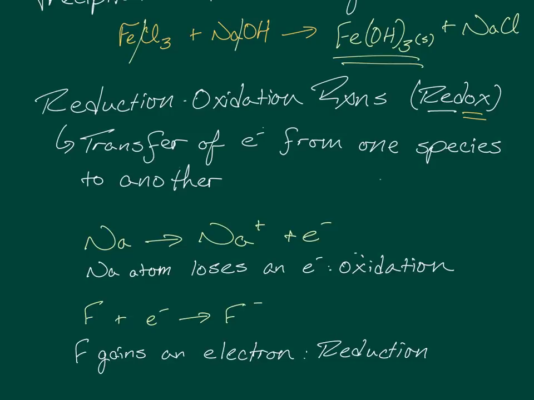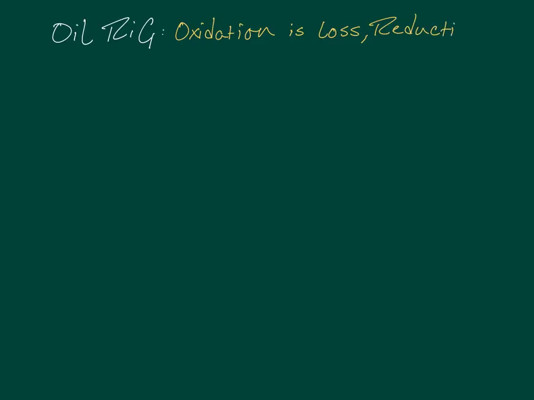Now, one way I remember that is OIL RIG. When you're trying to identify which process is oxidation and which is reduction, it's a nice little acronym when you're having trouble remembering which process is which. And that stands for oxidation is loss of electrons. Oxidation is loss, and reduction is gain. And I'm going to run out of room.